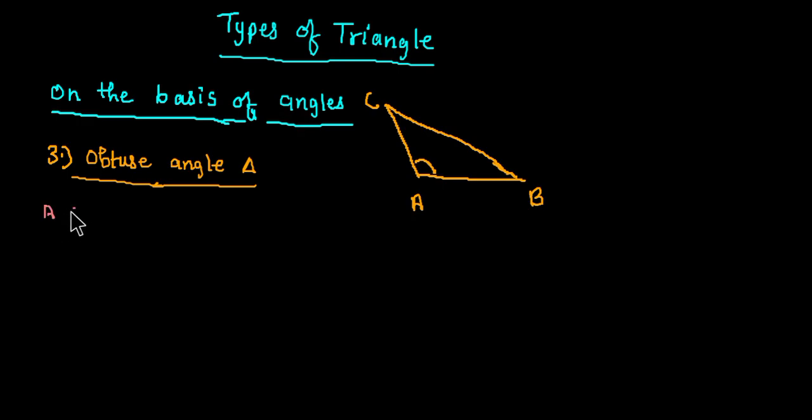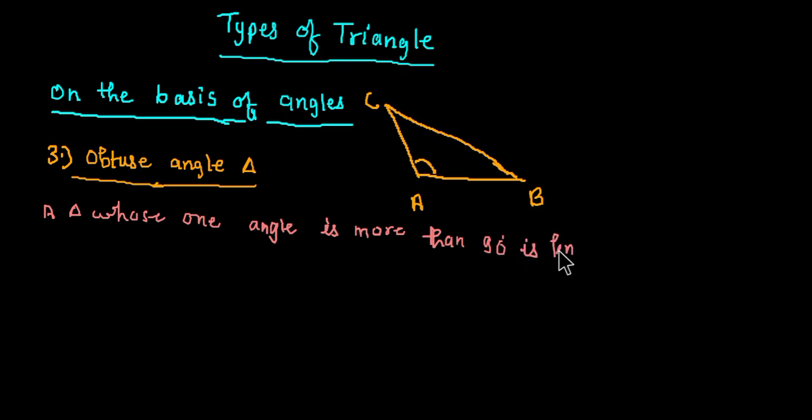A triangle whose one angle is more than 90 degrees is known as an obtuse angle triangle.